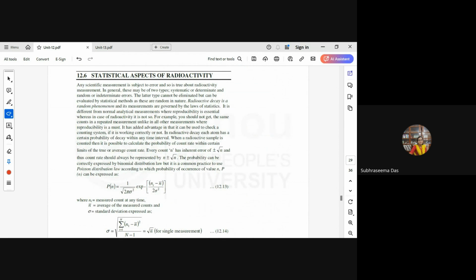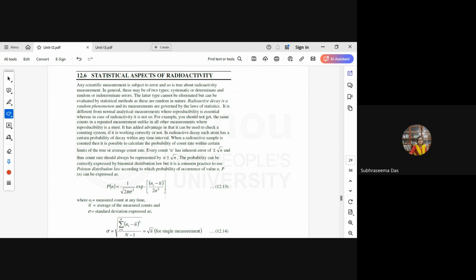Now coming to statistical aspects of radioactivity. In general, any measurement comes with errors. Errors have mostly been classified into two types: systematic or determinate errors, and random or indeterminate errors. The random errors cannot be eliminated but can be evaluated by statistical methods, as they are random in nature. Radioactive decay is a random phenomenon and its measurements are also governed by certain laws of statistics. It is different from normal analytical measurements where reproducibility is essential.